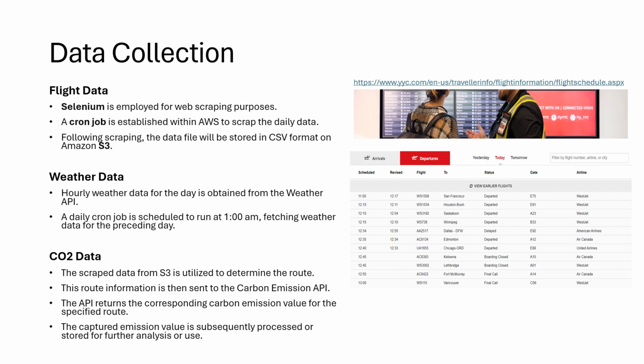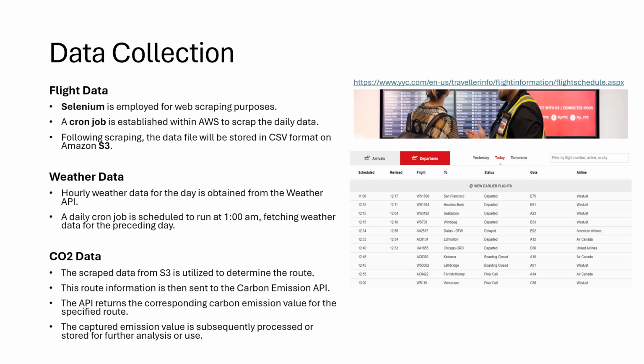Moving on to the weather data, this has been taken from a weather API which has hourly weather data of every day. This weather data is also taken from the weather API using a cron job which will be running at 1 a.m. so that it could take the previous day's weather in an accurate way.